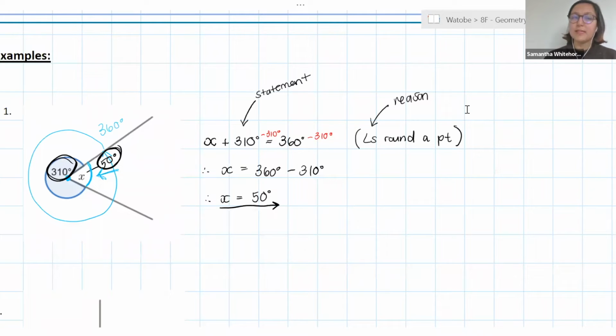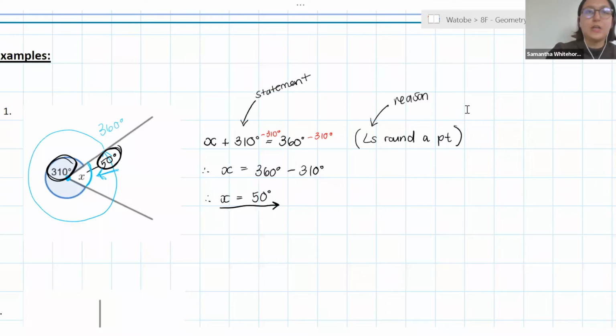Okay, so remember, like I say, what we're working with is basically a circle. It's a revolution. Because I'm going all the way around a circle, that whole measurement around a circle is 360 degrees. So that's why I'm working with 360, because if I take the 310 that I have and add the x, it actually creates a full circle. And so that's why I work with 360 degrees.